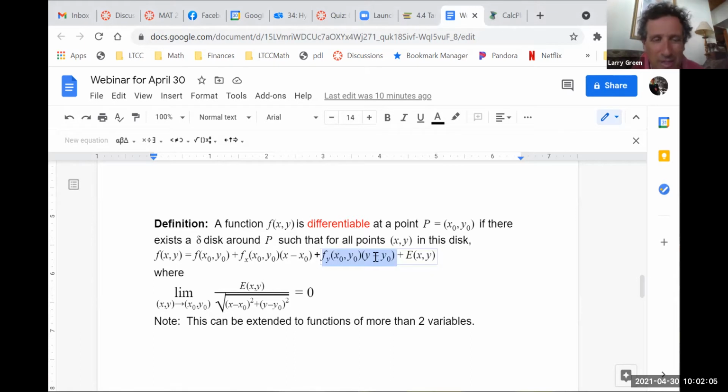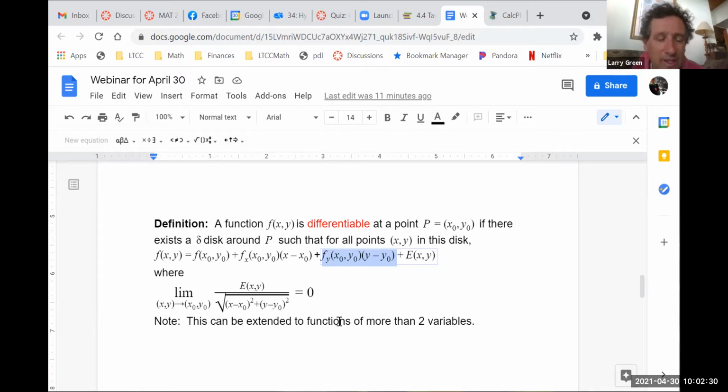You can have an f sub z, but you're also going to have an f of x naught, y naught, z naught. And you're going to have an e of x, y, z. And here you're going to have an e of x, y, z. Here you're going to have an x minus x naught squared, y minus y naught squared, and z minus z naught squared. So you just stick in z's everywhere you want to. And if you were doing 20 variables, you could do that too. It'd be kind of boring.